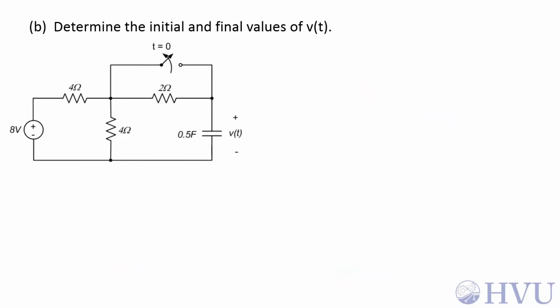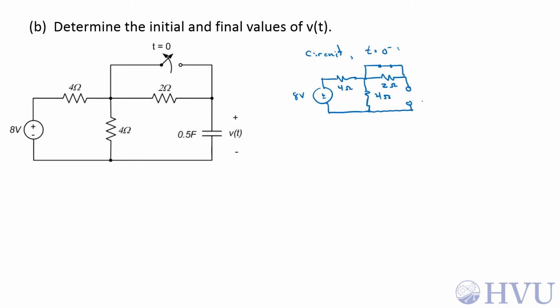Now we want to determine the initial and final values of V of t. For initial conditions, we have to take a look at the circuit before this switch moves. So the circuit at t equals 0 minus, just before the switch opens, is this 8-volt source, 4 ohms, 4 ohms, 2 ohms with a short circuit up here, and the capacitor just before that switch opens, if we assume the switch has been closed for a long time, will look like an open circuit. So this is V at 0 minus.